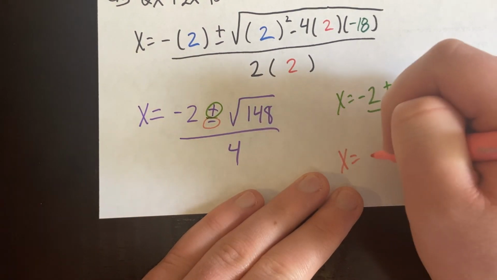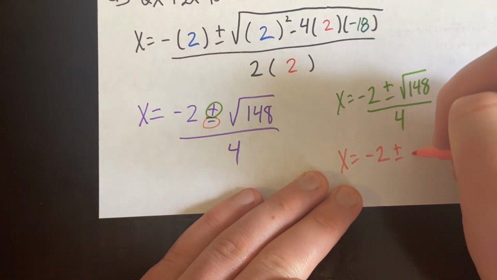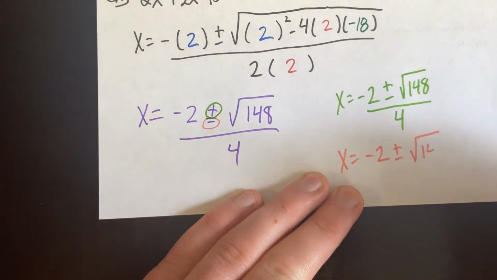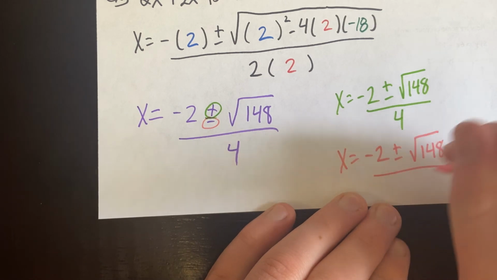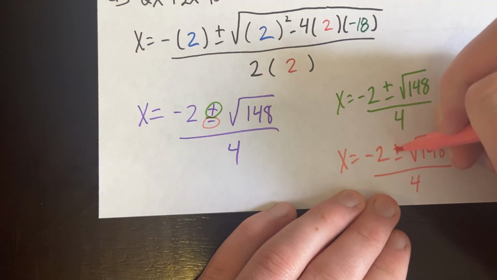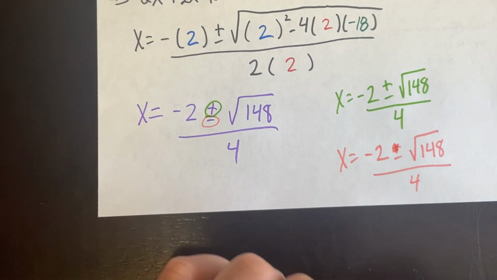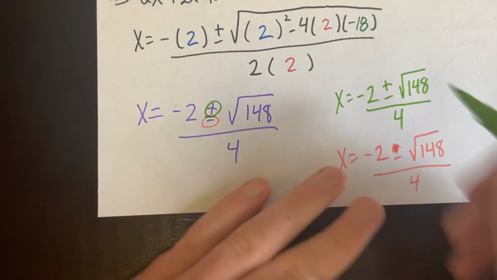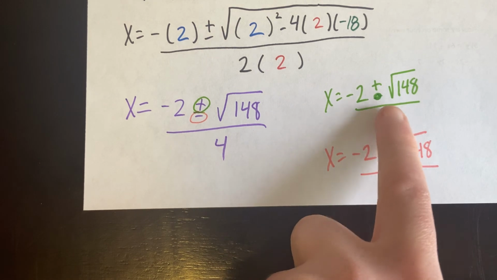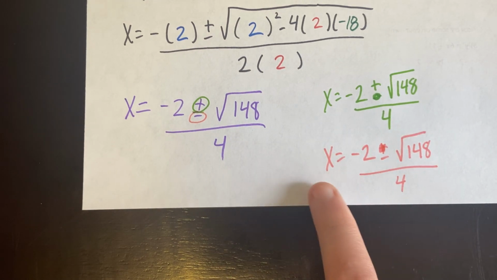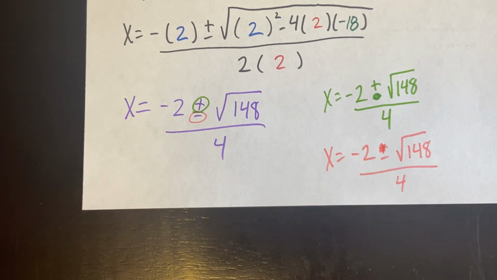Oh, what am I doing, plus or minus? Sorry. I separate the cases, so there's no plus there. My bad. There's no minus here. So the first case is negative 2 plus the square root of 148 over 4. In the second case, we have the minus square root of 148 over 4.